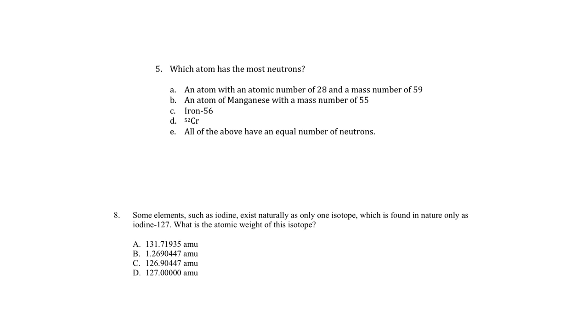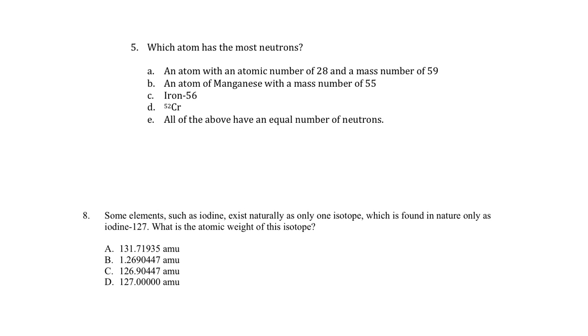27, number 5, which has the most neutrons. So our mass number is the sum of protons plus the number of neutrons, because those are the 2 particles that carry the most mass in an atom. So an atom with an atomic number 28, so that would be nickel. So a nickel 59, 28 would have 59 minus 28, so that's 31 neutrons.